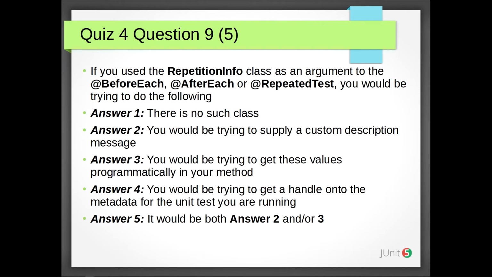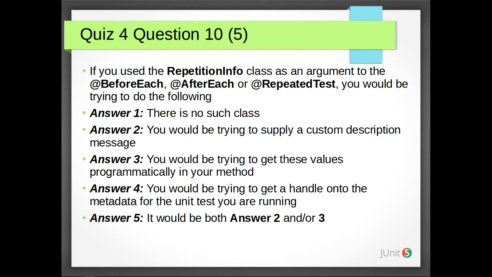Quiz 4, question 9. If you use the RepetitionInfo class as an argument to the @BeforeEach, @AfterEach, and/or @RepeatedTest, you would be trying to do the following. Answer 1. There is no such class. Answer 2. You would be trying to supply a custom description message. Answer 3. You would be trying to get these values programmatically in your method. Answer 4. You would be trying to get a handle onto the metadata for the unit test you are running. Answer 5. It would be both answer 2 and/or 3. And the correct answer is 5. It would be both answer 2 and/or 3.